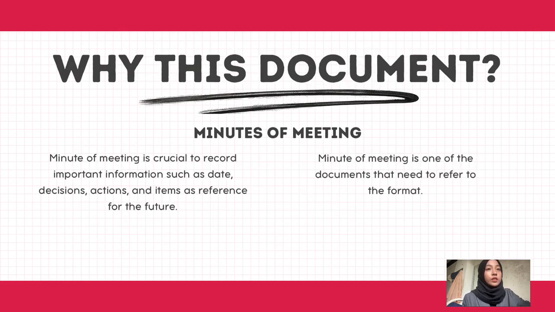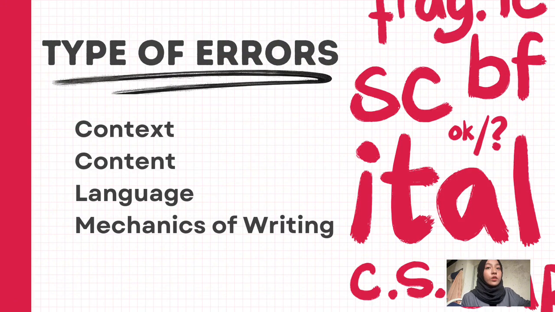Why do I choose this document for my material? I choose minutes of meeting because it's crucial to record important information such as dates, discussions, decisions, and action items as reference for the future. Also, it is one of the documents that need to follow a format. There are 4 types of error that I found in the material: context, content, language, and mechanics of writing.